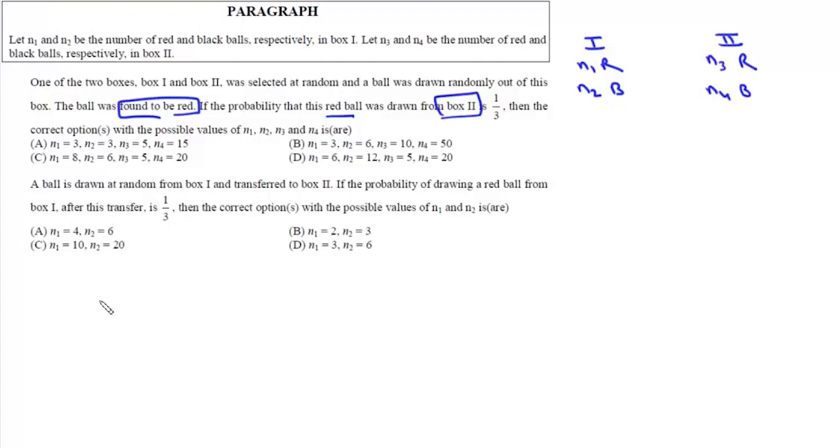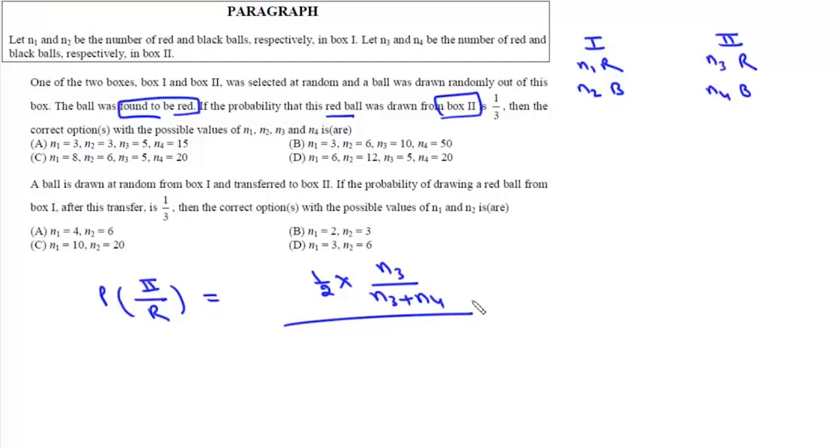Now basically it's a problem of Bayes' theorem. So if the ball is found to be red, then the probability that it has come from this second box will be given by: the probability of choosing this second box is 1 by 2, and then the probability of choosing a red ball from this second box is n3 upon n3 plus n4, divided by the total probability. Now the total is, if it is the first box, we can choose it in 1 by 2 ways, and then getting a red ball is n1 upon n1 plus n2, plus 1 by 2 into n3 upon n3 plus n4, and this probability is 1 by 3.